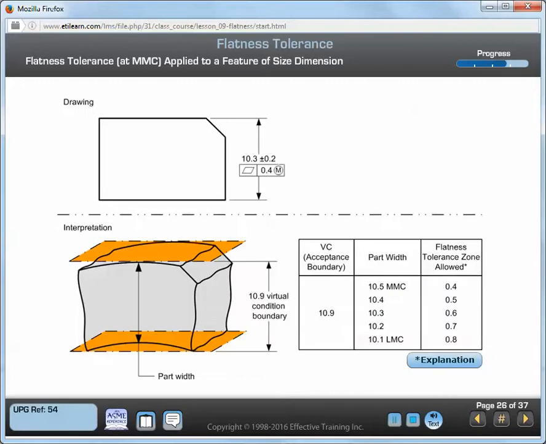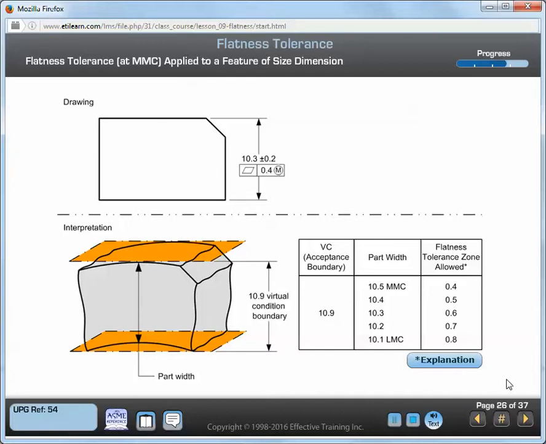In this example, a flatness tolerance at MMC is applied to a planar feature of size. Where a geometric tolerance is applied to a feature of size at MMC, a surface interpretation, virtual condition boundary, is often used. In this course, the surface interpretation is illustrated for MMC applications, although a center plane interpretation may also be valid. Where you apply a flatness tolerance to a feature of size at MMC, the following conditions apply.